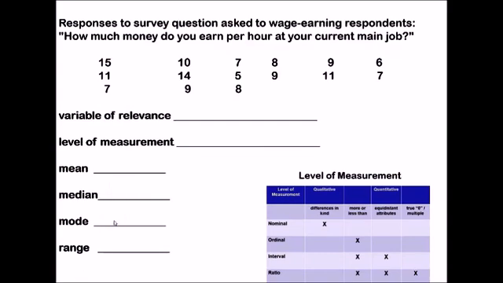What's the mode? What's the most frequently occurring value? Just eyeballing the data, it looks like what the mode might be is $9. We have 3 students who are making that amount. And then finally, what about the range? Again, identify the highest amount and then the lowest amount, and that would be our range. Okay, that was pretty easy, wasn't it?